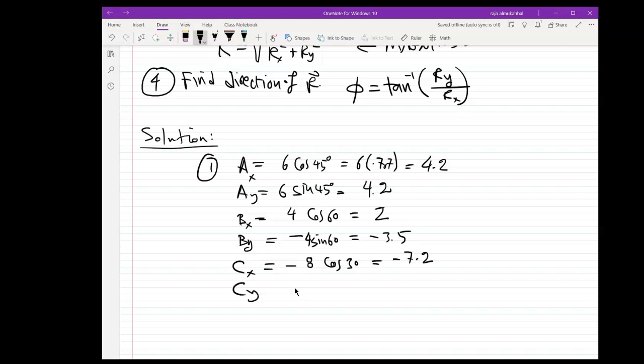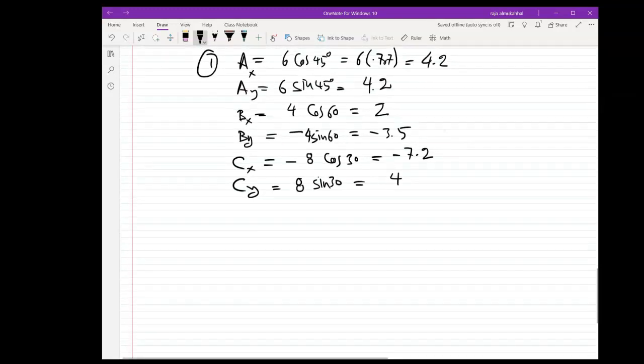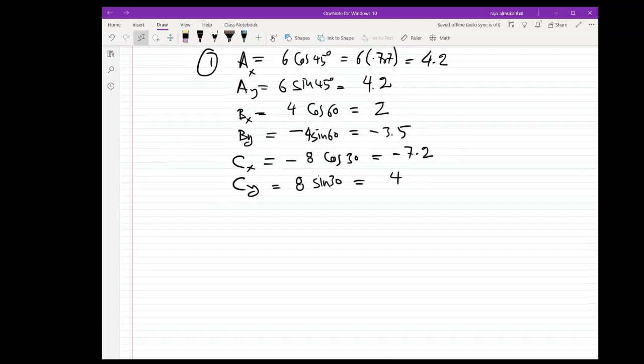And then C sub y. That's going to be 8 sine 30, sine 30 is half, and that will be equal to 4. I hope I didn't make any mistake. So anyway, there we go. We have them all right here. We have resolved all the vectors into components. Got it? So that's step number one.